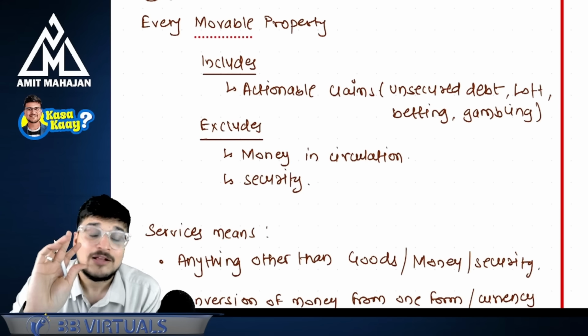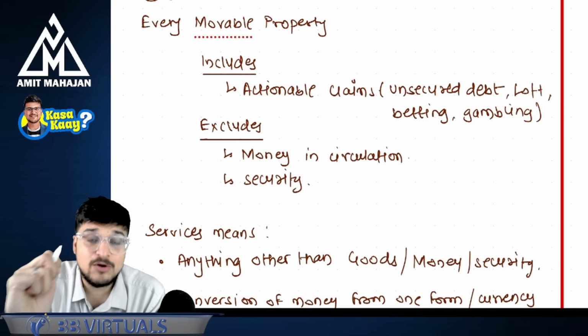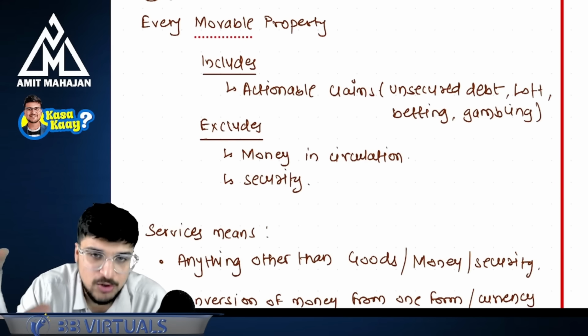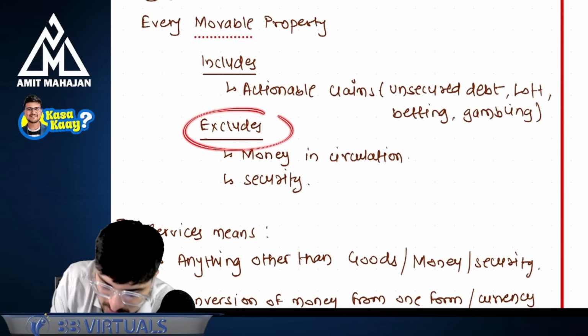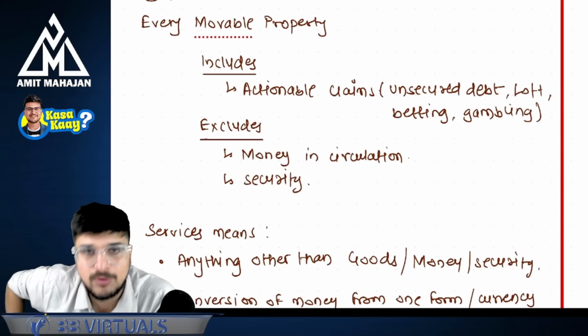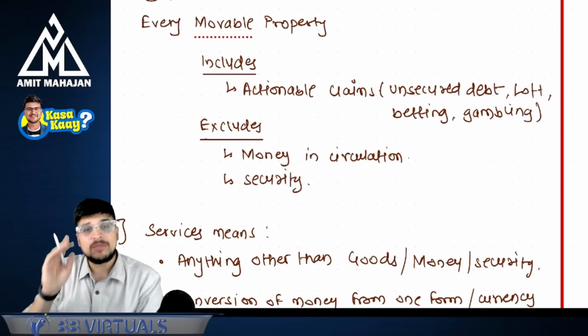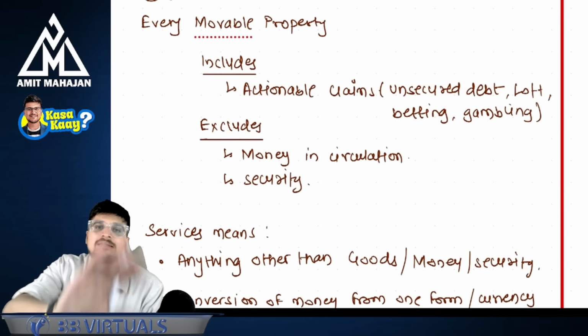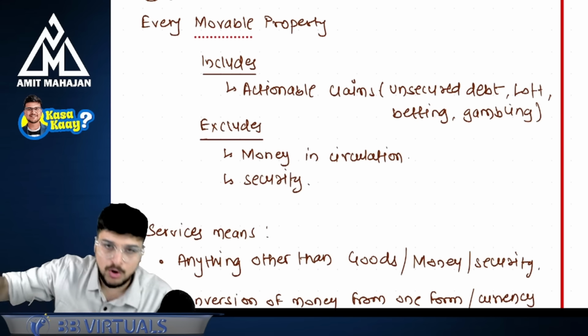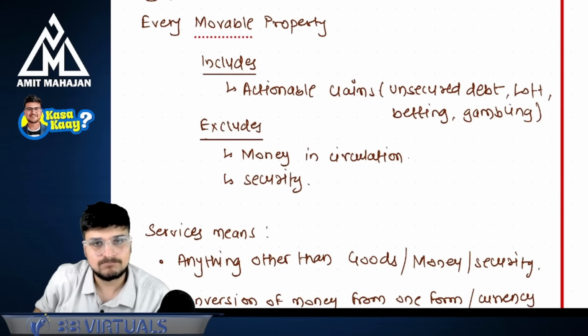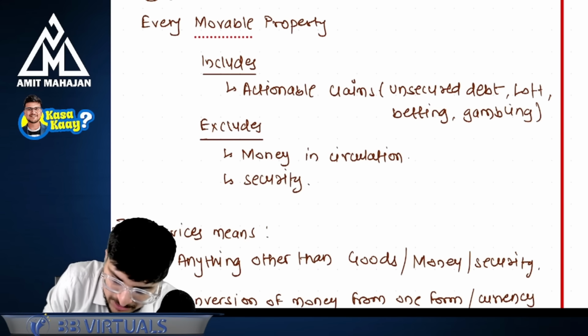Sorry, money in circulation, 10 rupees. Are these goods? No, these are not goods because money has been excluded from the definition of movable property. If it is money in circulation, these are not goods. But if it is not in circulation, for example, 25 paisa, then those will be considered as goods. Perfect. Understood. Second point is security.